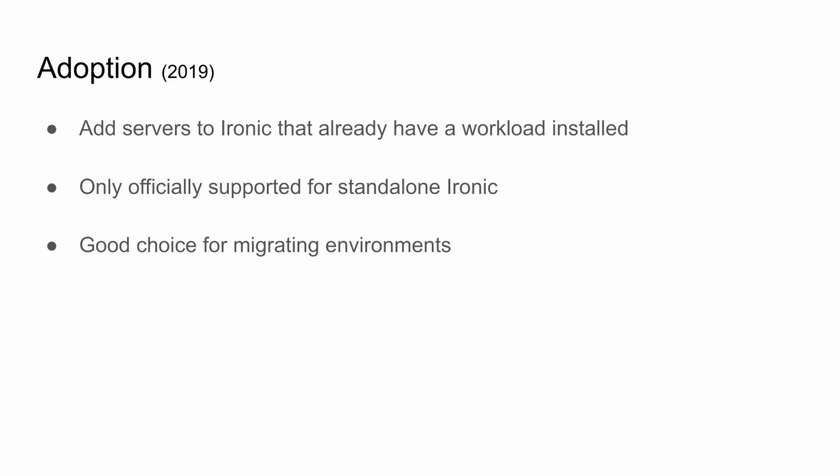And Ironic also supports adoption, which is a way to add servers to Ironic that already have an OS installed that you don't want to wipe the OS yet, but maybe when it's undeployed you do want it wiped. This is only officially supported for standalone Ironic, and so I certainly would never encourage you to go read our unofficial documentation on how to make it work with Nova, because Nova would not like that because it's not supported, but it's well documented. It's a good choice for migrating your environments.